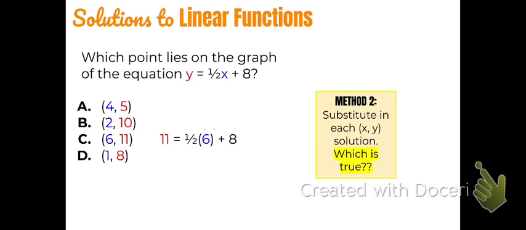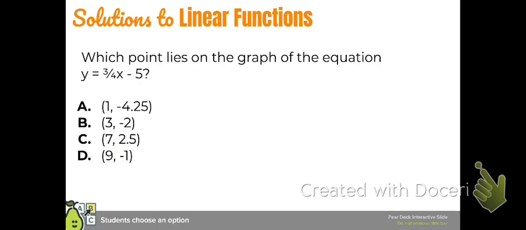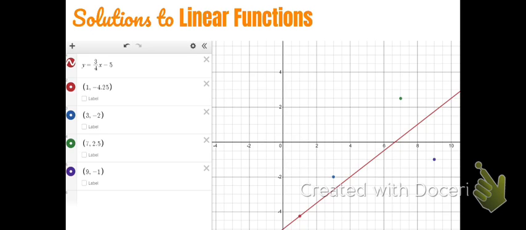Or again, you could graph it. So why don't you try this one? If you graph this one, you notice one of the points is on the line, the red one. So the answer is (1, -4.25). Or if you put 1 in for x and multiply it by 3/4 and subtract 5, you're going to get -4.25.